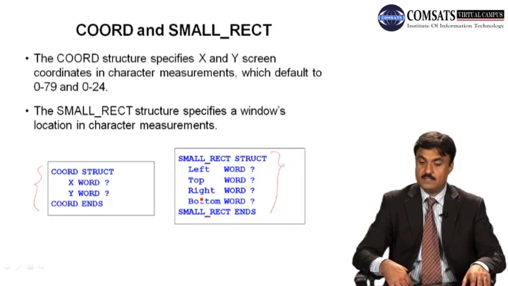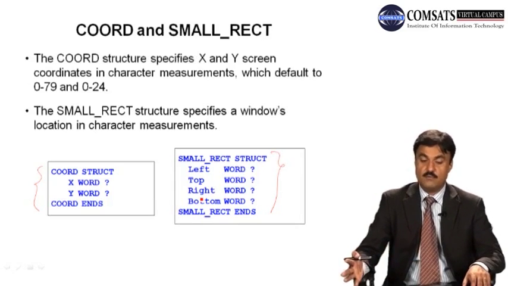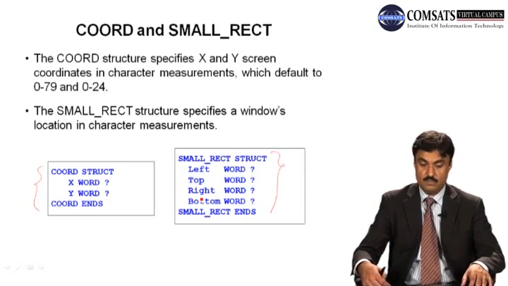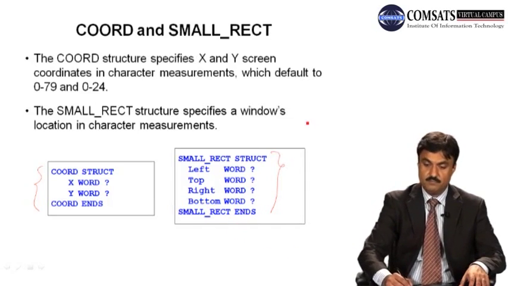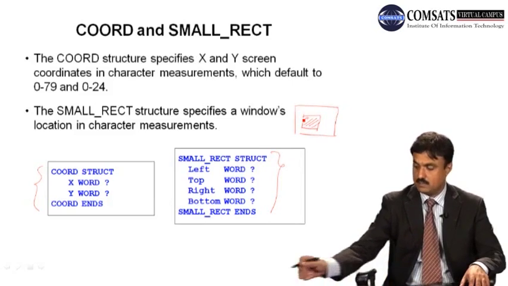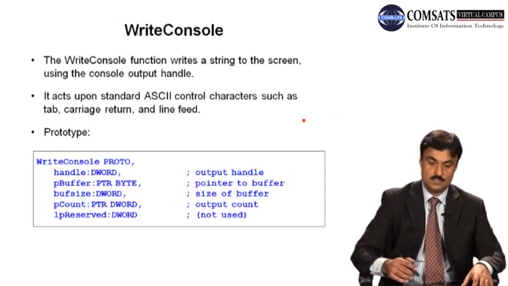We will define the X and Y screen coordinates in character measurements, which default to 0 to 79 columns and 0 to 25 rows. These are the default values we will use for X and Y. The small rectangular structure specifies the window's location in character measurements, so we will use left, top, right, bottom. We have the whole screen, the console window. If we want to perform operations on some part of it, we can use that also. So these are the two structures: the SMALL_RECT structure and the COORD structure.